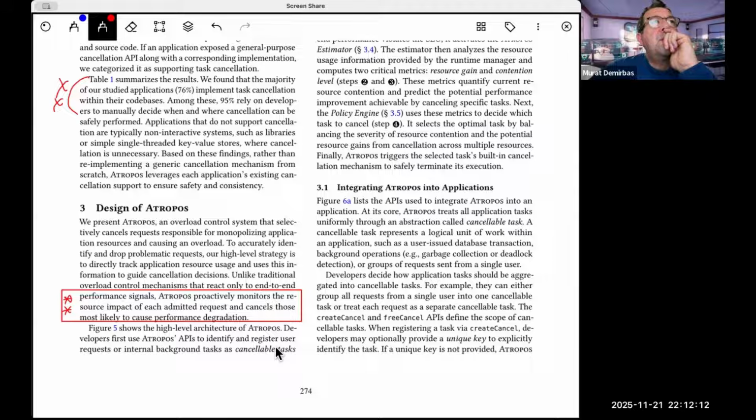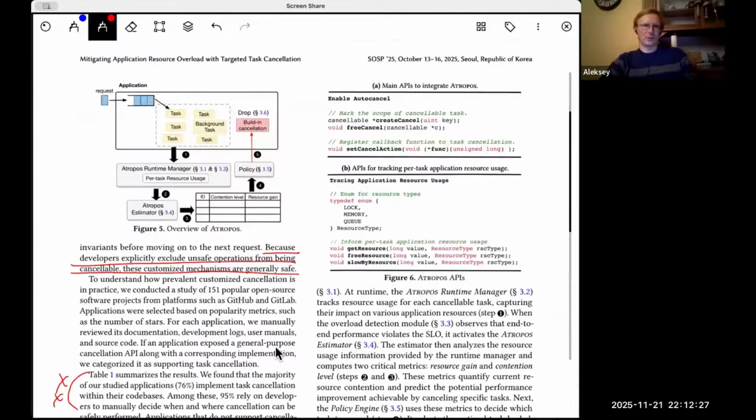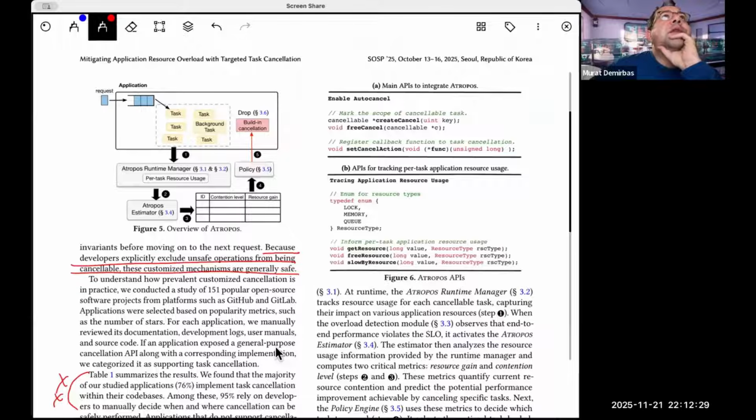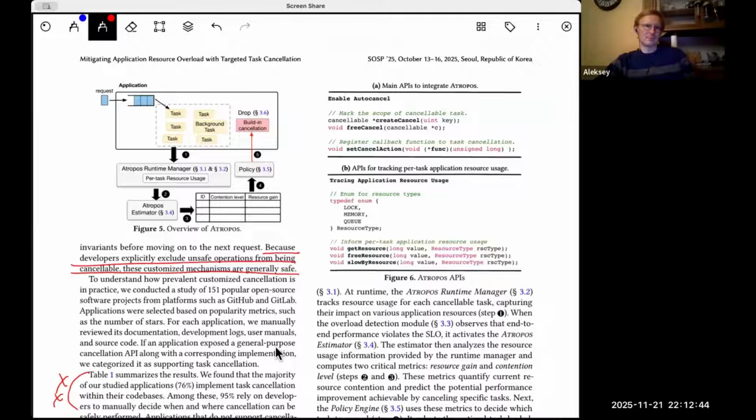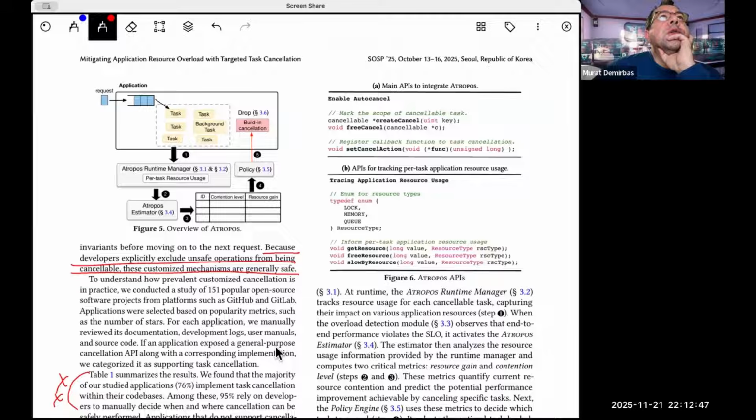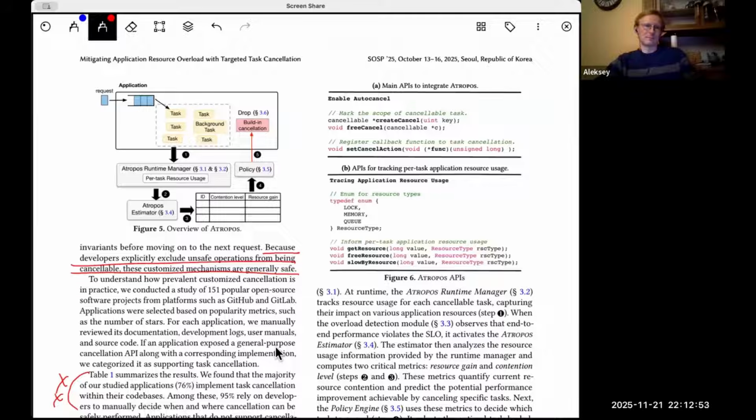Figure 5 shows the high-level architecture of Atropos. Developers first use Atropos APIs to identify and register user requests and internal background tasks as cancelable tasks. Okay, so figure 5. Here is figure 5. Okay, request, application, task, background task. Built-in cancellation. Where is Atropos? Okay, there it is. Atropos Runtime Manager, per task resource usage. Atropos Estimator.